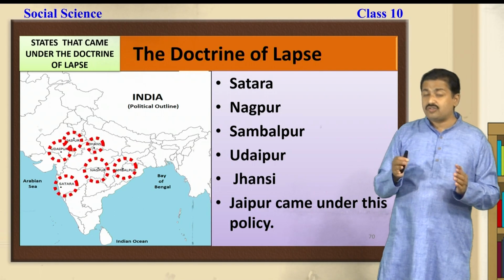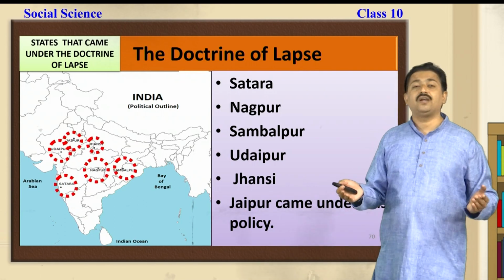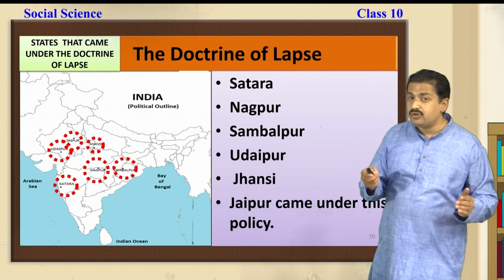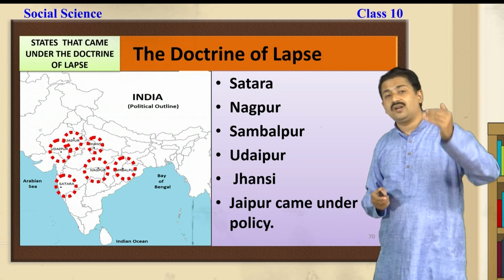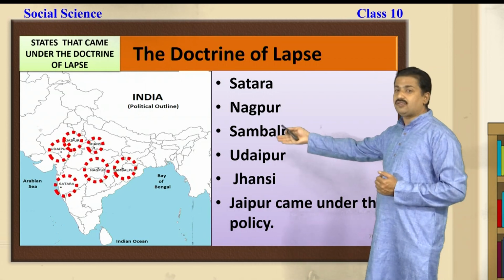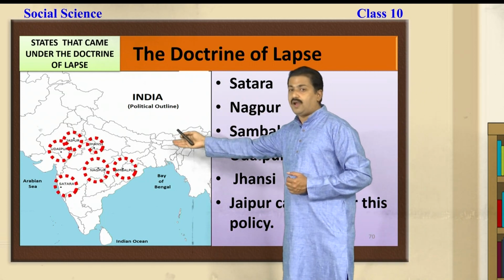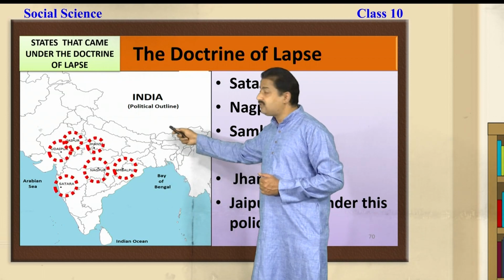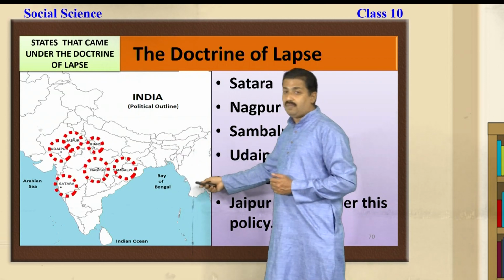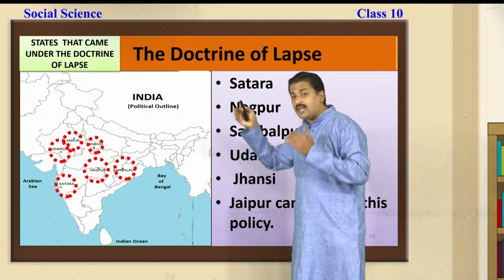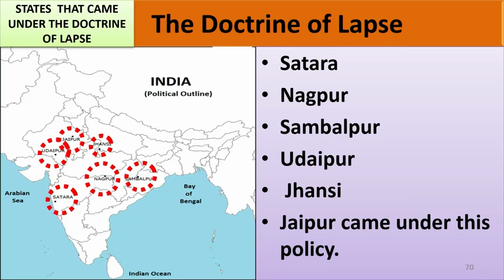These were the states which lost their political power due to the doctrine of lapse, which was introduced by Governor General Dalhousie. And here in this map of India, I am showing you all the places like Satara, Jhansi, Nagpur, Sambalpur, Udaipur, Jhansi. All these places came under the control of the British.